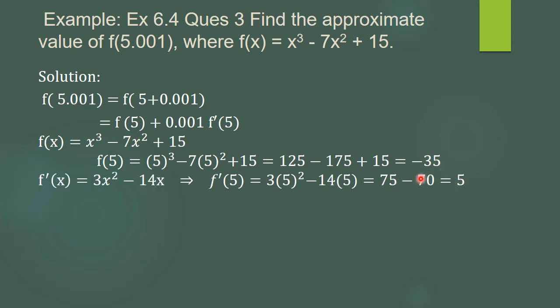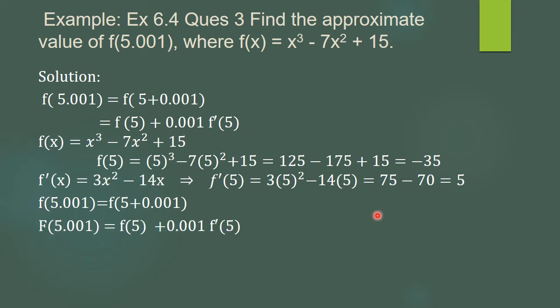Now f dash of x. What is the derivative of x cube? It will be 3x square, minus 7 times 2x, that is 14x, and the derivative of 15 is 0. So we get f dash of x as 3x square minus 14x. So f dash of 5 will be equal to 3 into 5 square minus 14 into 5. Ultimately, after simplifying, we get it as 5.